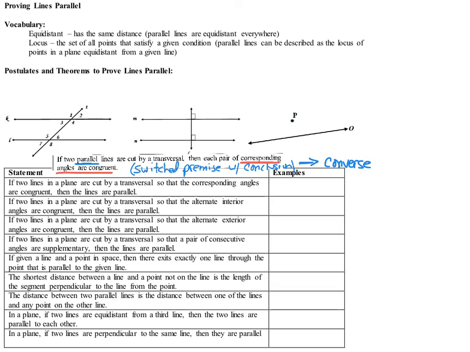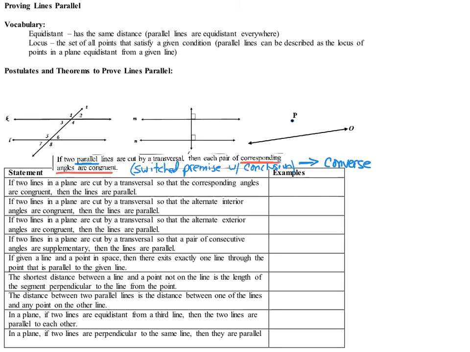All right. So what we're getting from this is that if we can show that the corresponding angles are congruent, and so same parameters, we have two lines, and they're cut by a transversal. Those still have to be in place. But if we can show that the corresponding angles are congruent, then we will have demonstrated that those lines must be parallel.